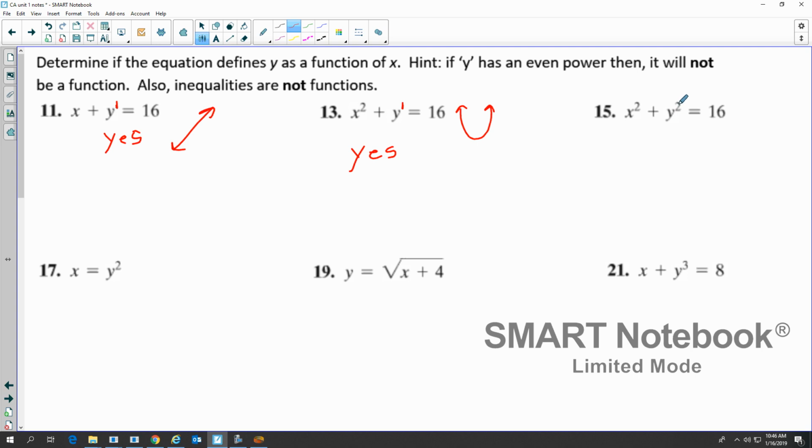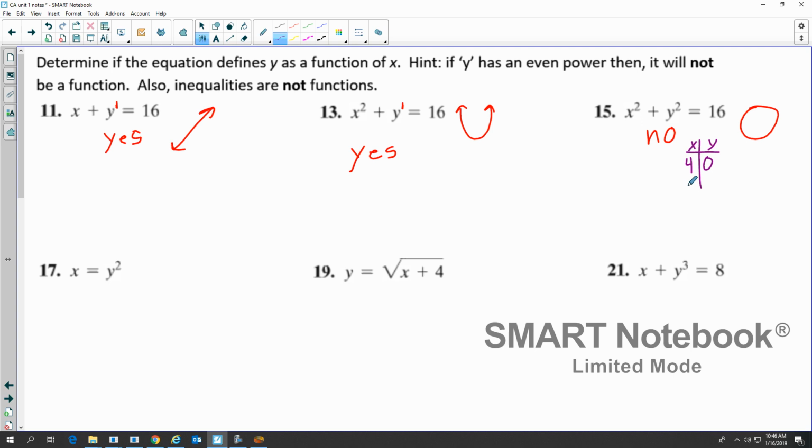And so that's a y squared. So if y has an even power, then it's not a function. So right there, no. Just so you know what this one looks like, it's a circle. And just to show you that it's not a function, I'll make some ordered pairs. So let's say x is 4. Okay. Well, 4 to the second power is 16, so that gets taken care of. So y would just have to be 0, right?